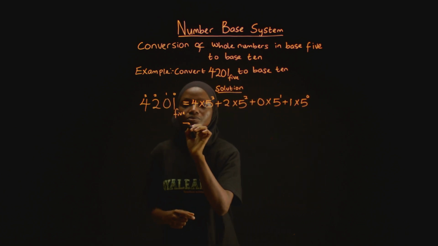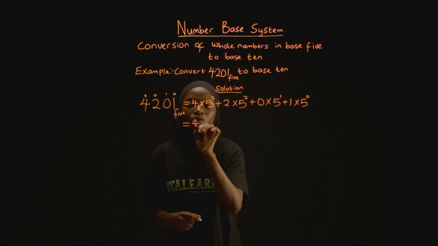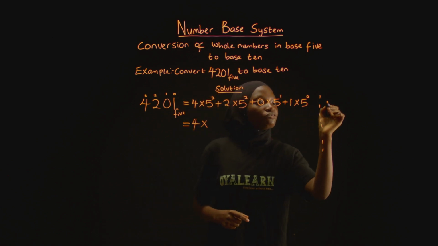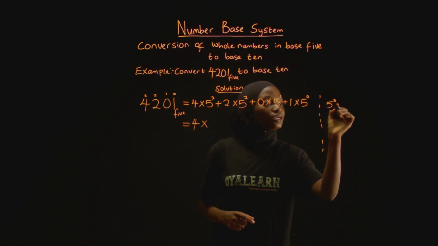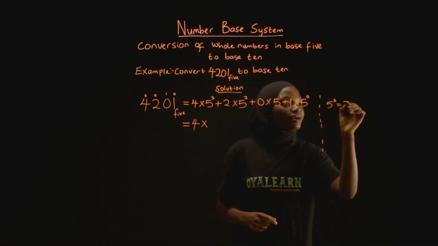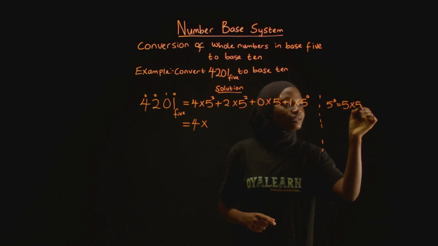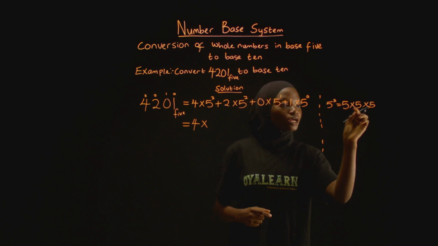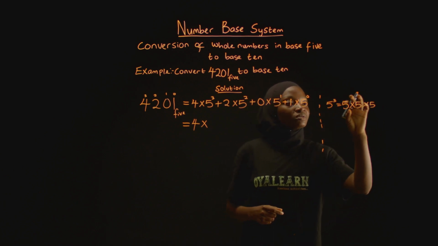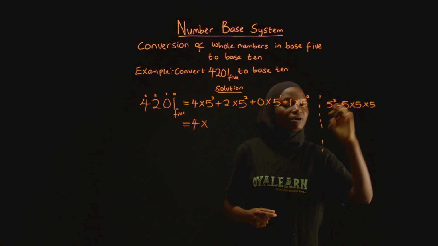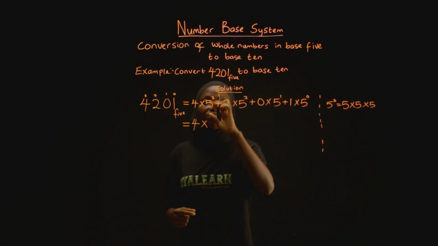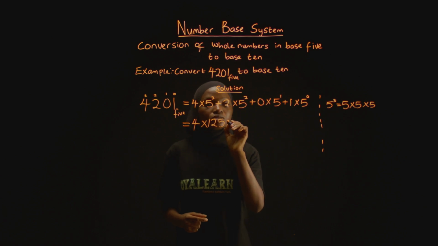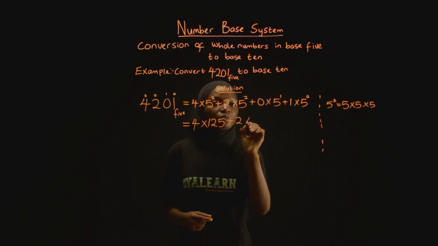Then we'll solve. So here we have 4 multiplied by 5 raised to the power of 3. 5 raised to the power of 3 equals 5 times 5 times 5. That is multiplying 5 by itself in 3 places, 1, 2, 3. So let's multiply. 5 multiplied by 5, 25. Multiplied by 5, 125. That is, 5 raised to the power 3 here gives us 125.